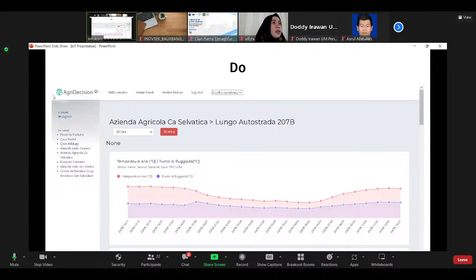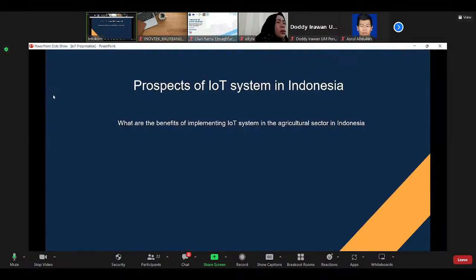So that's how, from the farmer's point of view, you can check the temperature, or the rain, or the dewing point. Okay. Finally, I want to talk very fast, the last 5 minutes. I see that you're already tired, about the prospect of IoT systems in Indonesia and the benefits of implementing IoT in the agricultural system in Indonesia, also here in West Kalimantan.